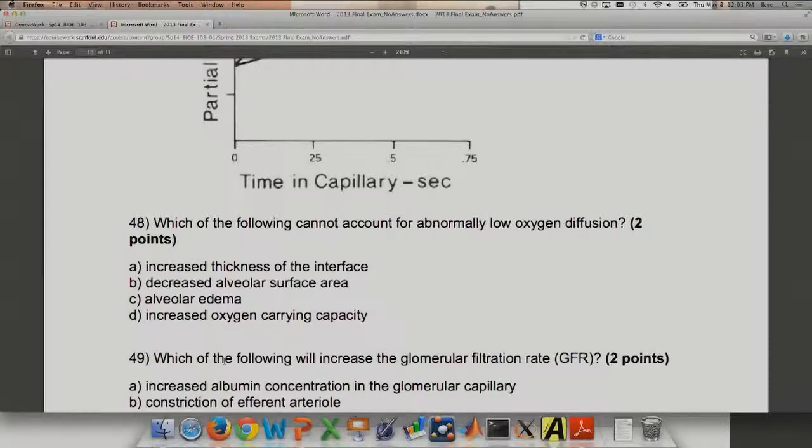So if you increase thickness, diffusion decreases based on the diffusion equation. If you decrease surface area, it decreases. If you put in edema, so water is interfering with diffusion, it decreases. But if you have more oxygen carrying capacity, that is, you have more hemoglobin in the body, then it should help. So that is the answer, D.